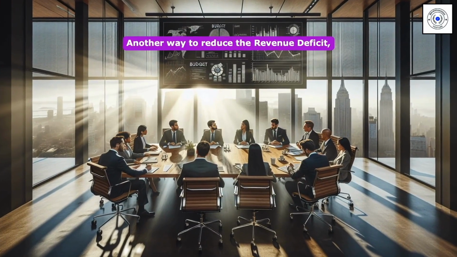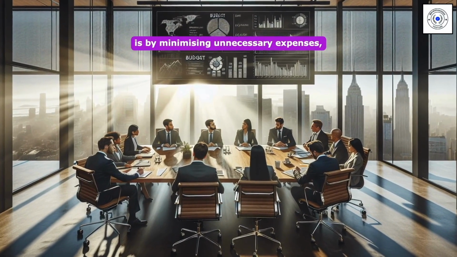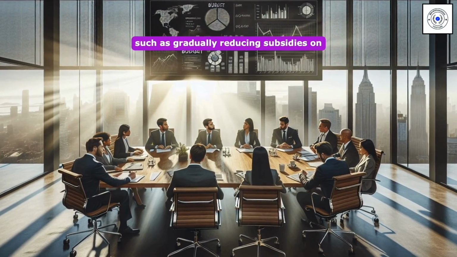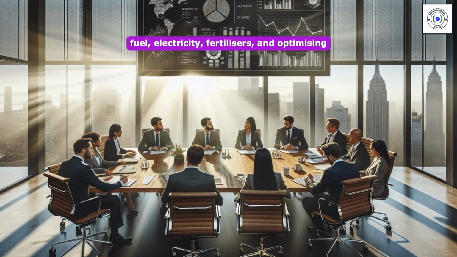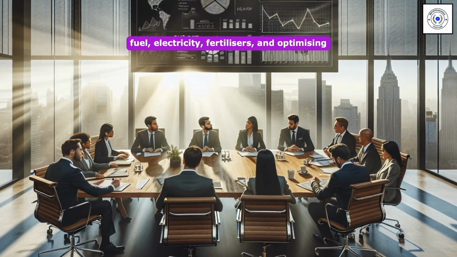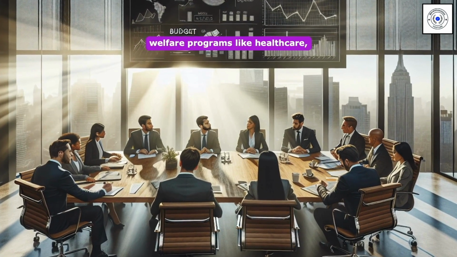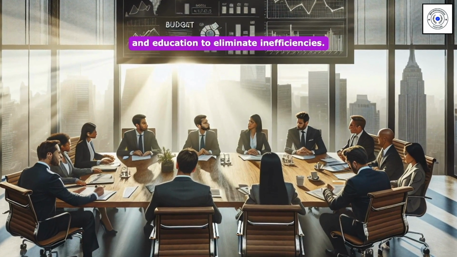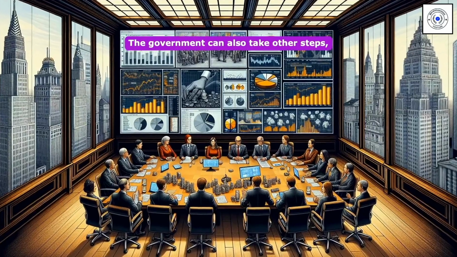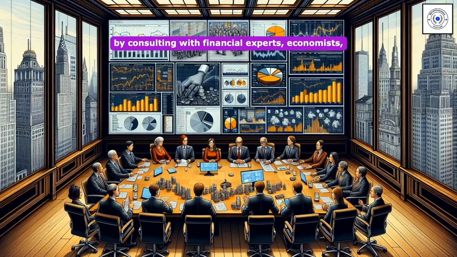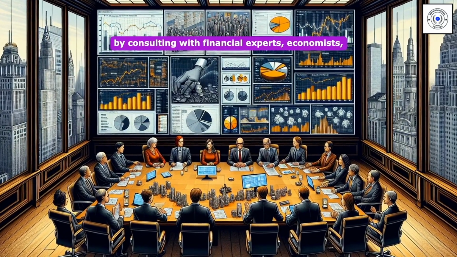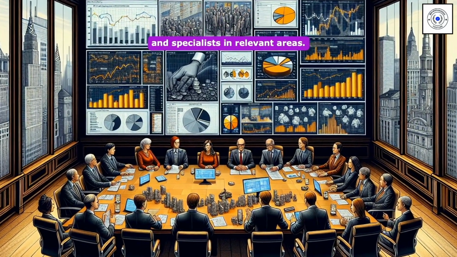Another way to reduce the revenue deficit is by minimizing unnecessary expenses, such as gradually reducing subsidies on fuel, electricity, fertilizers, and optimizing welfare programs like healthcare and education to eliminate inefficiencies. The government can also take other steps by consulting with financial experts, economists, and specialists in relevant areas.